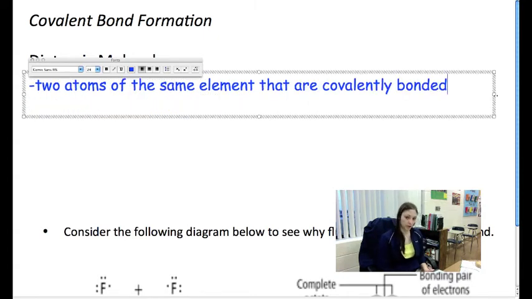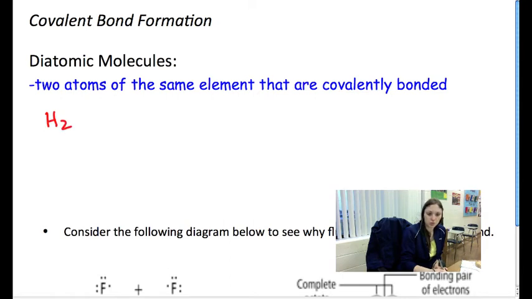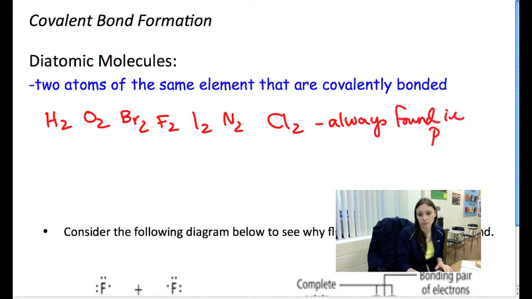So the examples here are going to be these 7 different ones. We have H2, O2, Br2, F2, I2, N2, Cl2. And I've had people remember these by remembering Hoberfinkel, like how I have them written here. Okay, these are ones you're going to have to memorize, not necessarily for this chapter, but for the next chapter when we start talking about reactions, because these are elements that are always found in pairs. So H is never just an H, it's always H2.